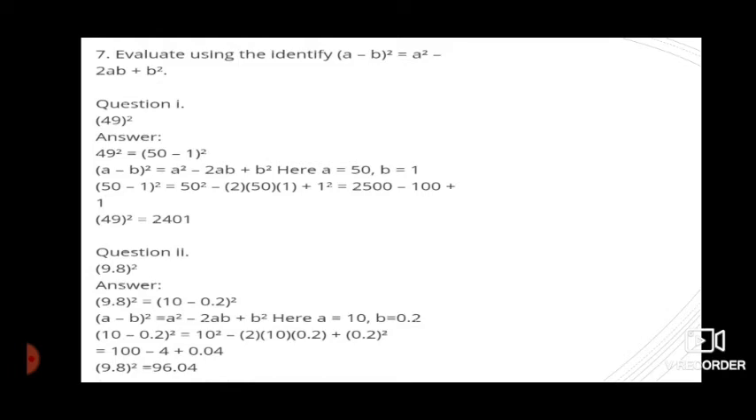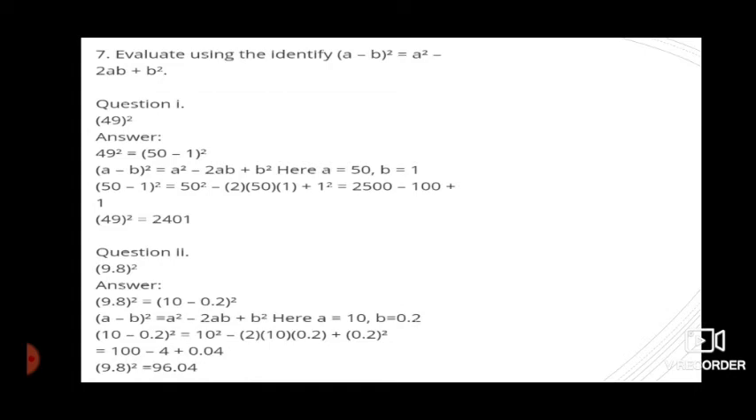Next, question number 2. 9.8 whole square. This we can write like 10 minus 0.2 whole square. Here a is 10, b is 0.2. Now we'll apply the same formula. A square means 10 square, minus 2ab, 2 into 10 into 0.2, plus b square means 0.2 whole square.